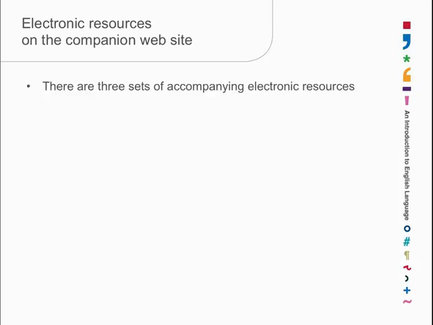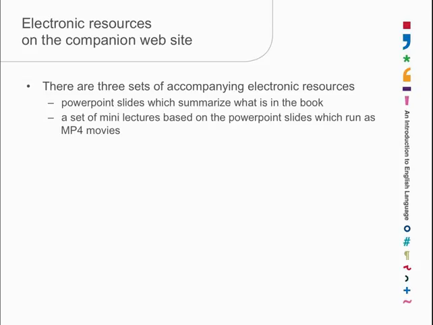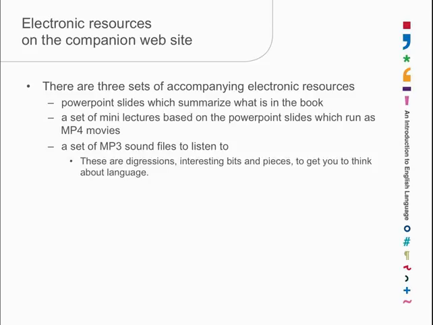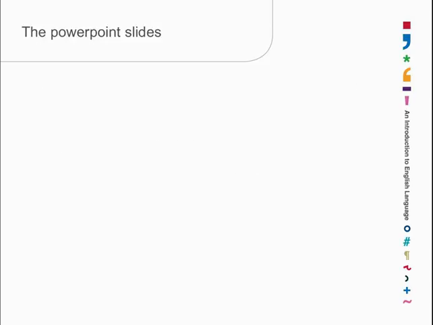There are electronic resources that go with the book, and they're on a companion website. There are the PowerPoint slides, as I've said, which summarize what's in the book. There are these little mini lectures which are MP4 movies or videos, and then there's a set of sound files which you can listen to. The sound files are all little digressions, bits and pieces, something to get you interested, lead you astray, and hopefully bring you back to the central things that the book is about.